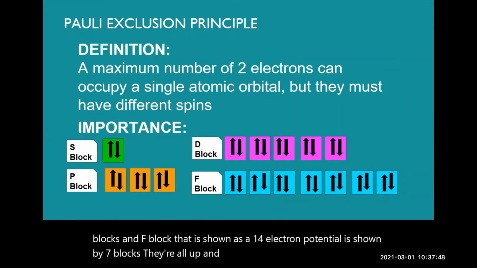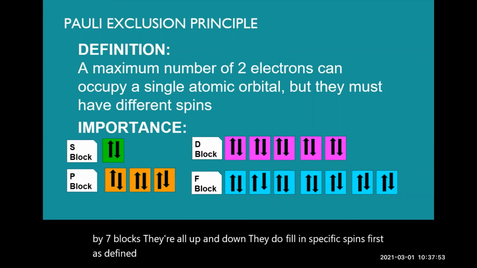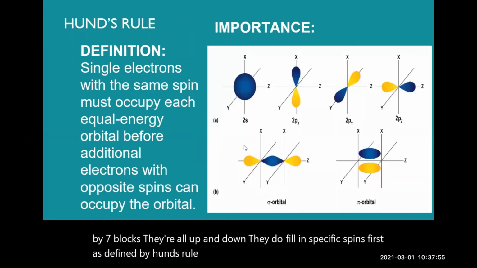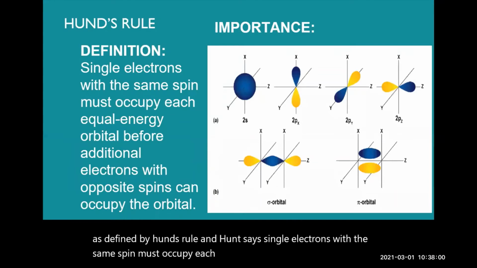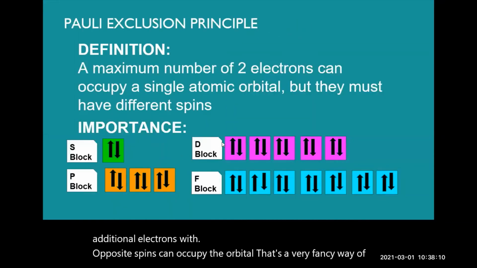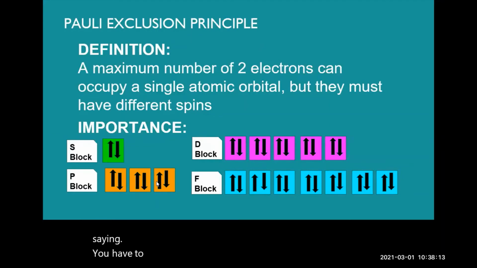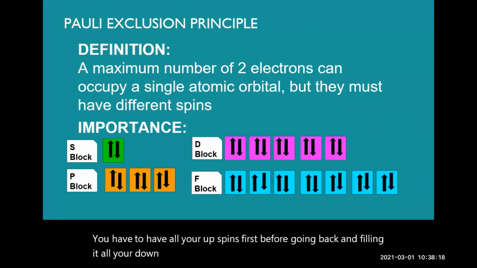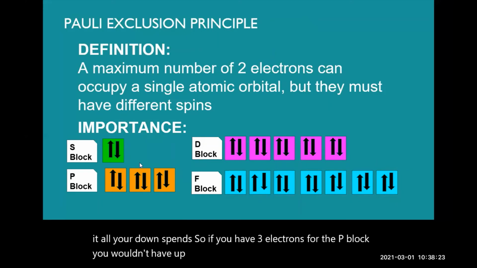They do fill in specific spins first as defined by Hund's rule. And Hund says, single electrons with the same spin must occupy each equal energy orbital before additional electrons with opposite spins can occupy the orbital. That's a very fancy saying. You have to have all your up spins first before going back and filling in all your down spins. So if you have 3 electrons for the P block, you wouldn't have up, down, up. You'd have up, up, up.